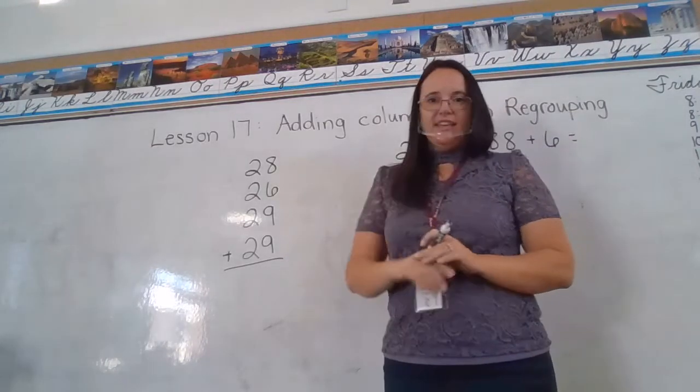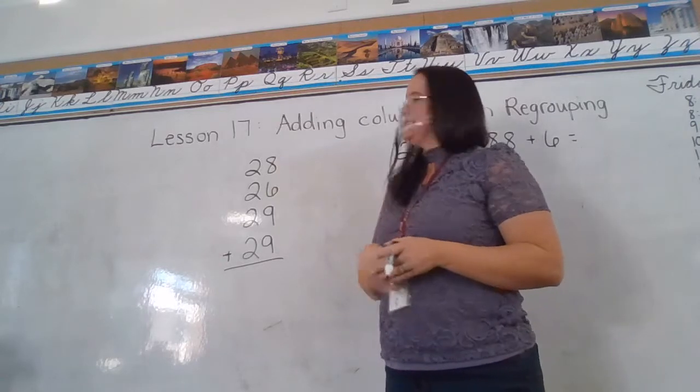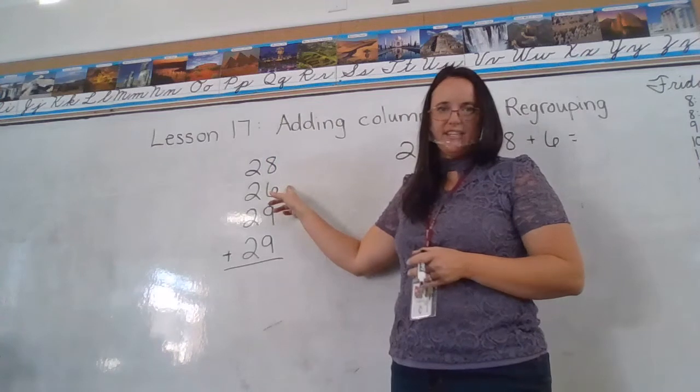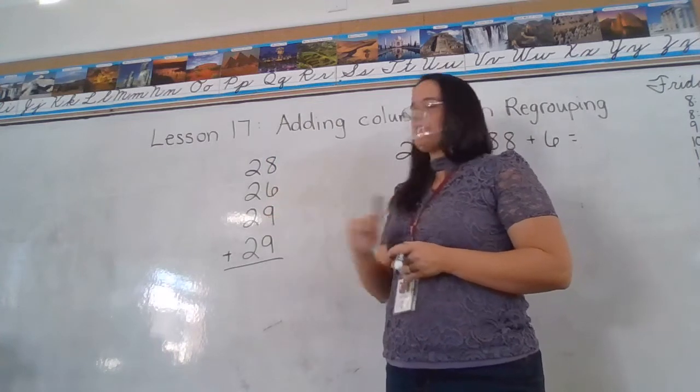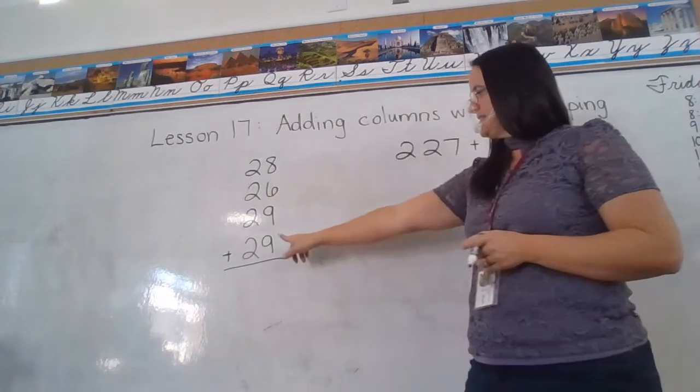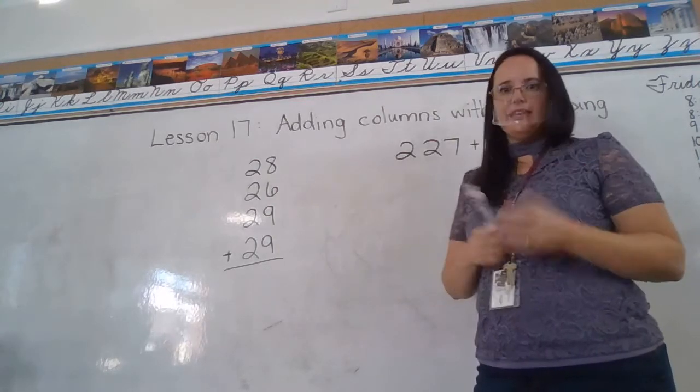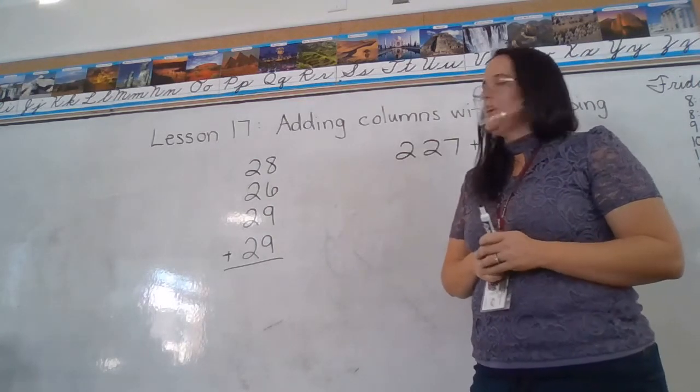The first one is there were 4 classes. The first class had 28 students. The second class had 26 students. The third class had 29 students. And the last class had 29 students, and they want to know how many students are in the school.